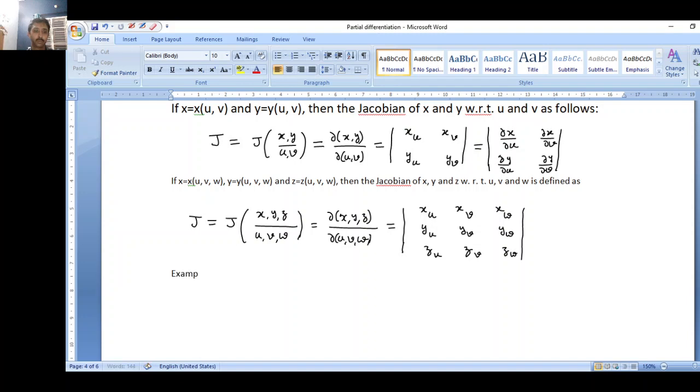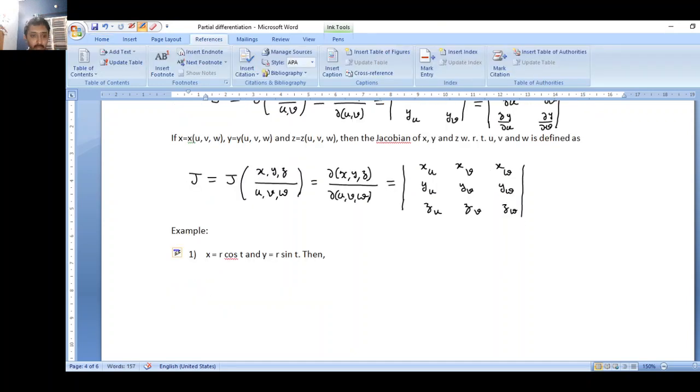For example, suppose x equals r cos t, and y equals r sin t. So suppose x and y are defined in this manner, then we can have the Jacobian of x and y with respect to r and t. Here, because x and y depend on r and t, the Jacobian will be the determinant of dou x by dou r, dou x by dou t, and then dou y by dou r, dou y by dou t.